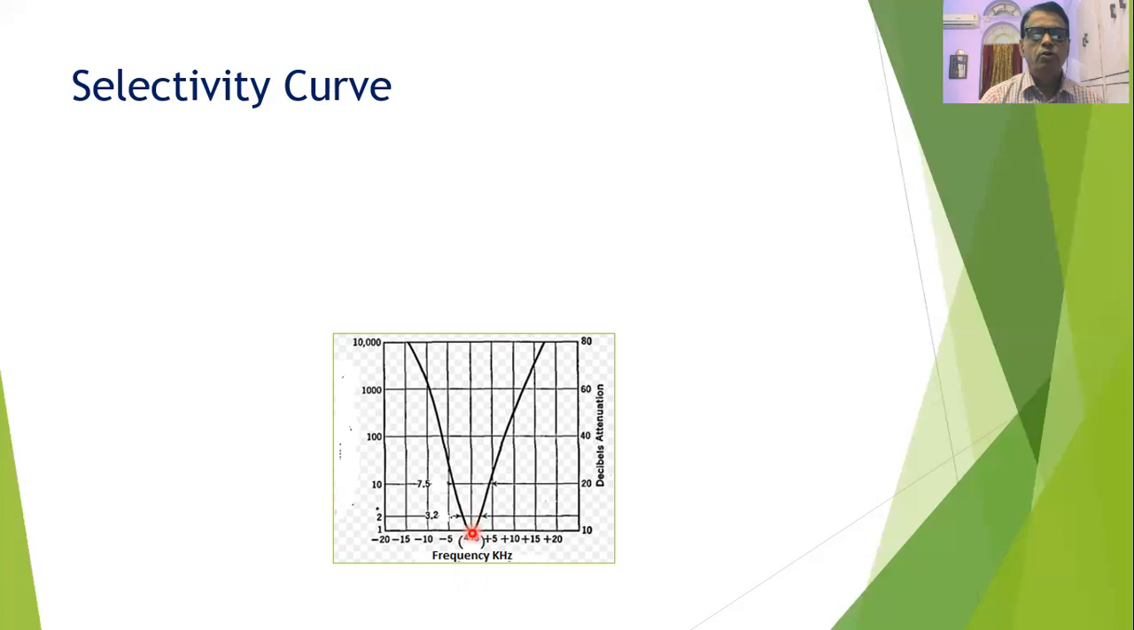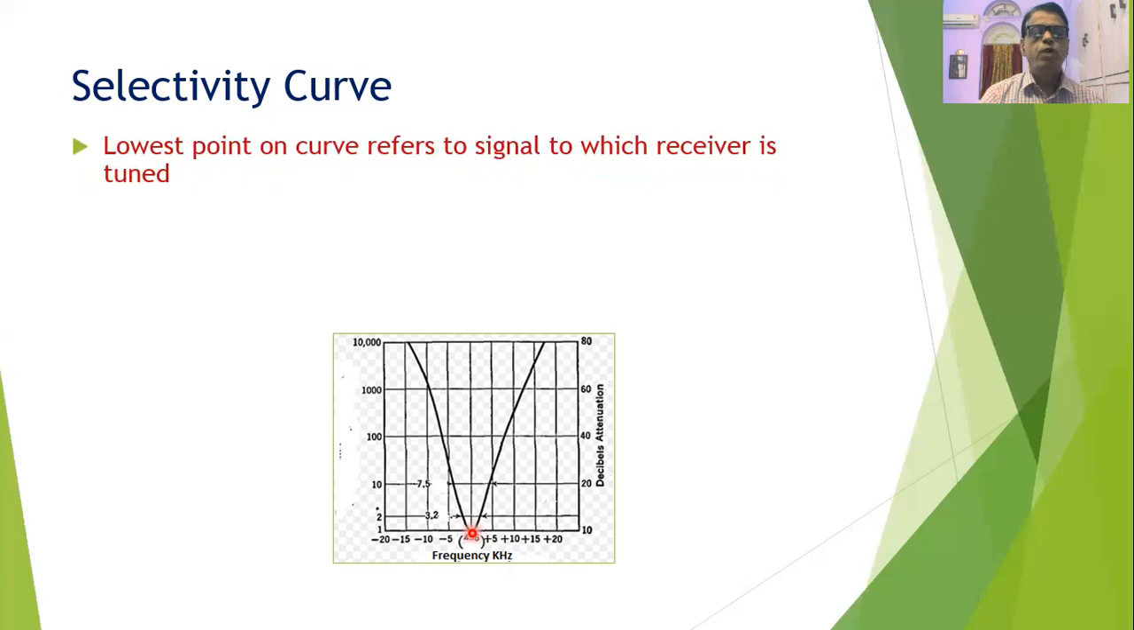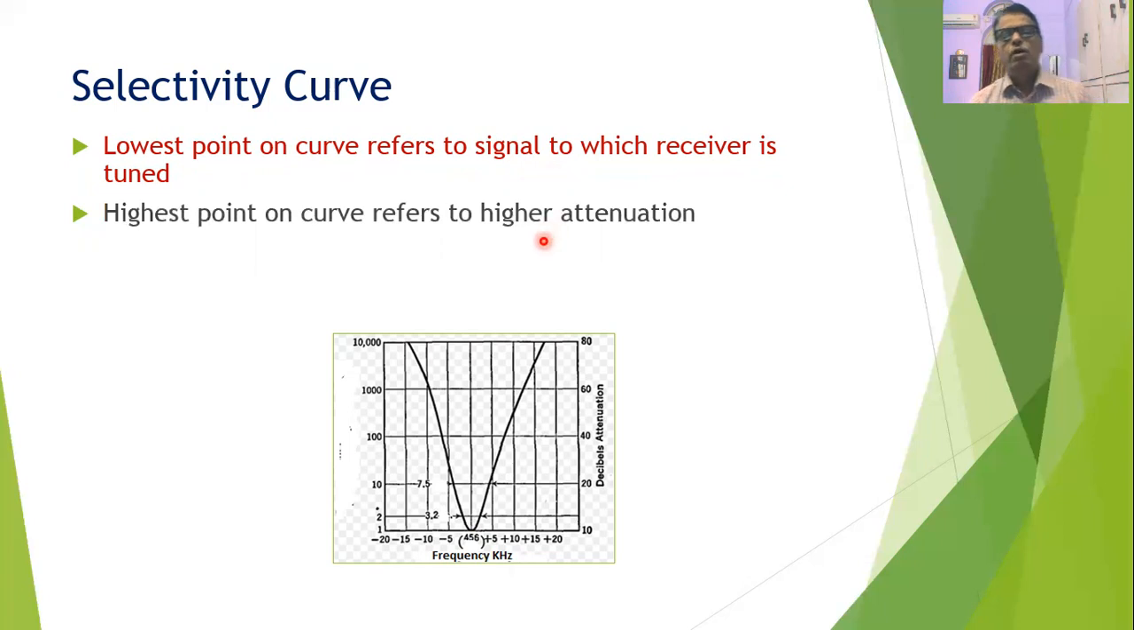For that particular frequency, the attenuation will be zero, and for all other frequencies on both sides, you will find that the attenuation will go on increasing. So the lowest point on the curve refers to the signal to which the receiver is tuned, and the highest point on the curve refers to the higher attenuation.